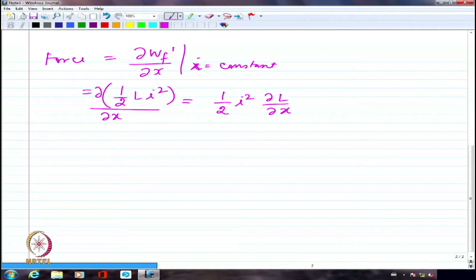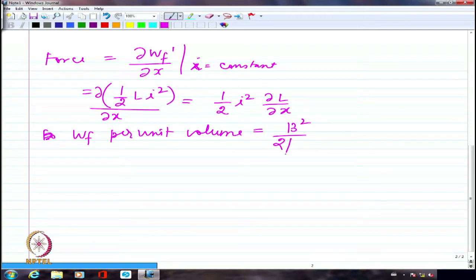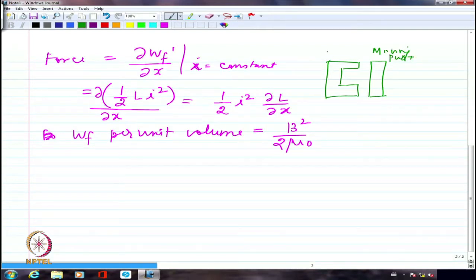So if you recall what we had done earlier, for WF per unit volume, we had B square by 2 mu naught. We are talking about a similar system to what we had conceived earlier. That is, a translational motion system. We have not migrated to rotational motion. This is the translational movement system, and this is the moving part, and this is the stationary part, from where I am getting the excitation. This is the current that I am forcing in.